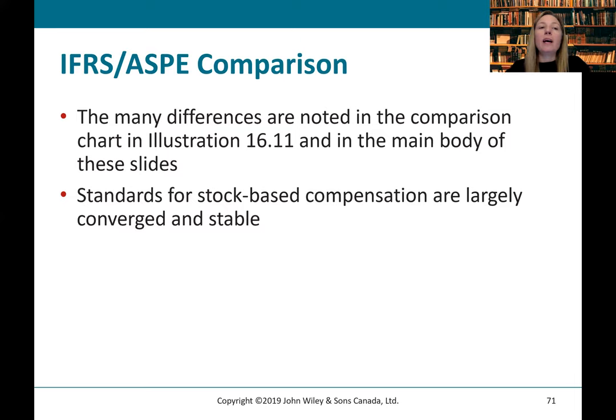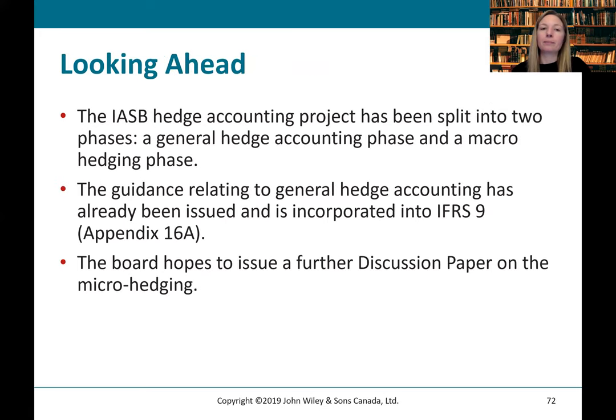So quickly, IFRS and ASPE. We've already gone through a couple of differences between IFRS and ASPE throughout the course of this chapter. And the standards for stock-based compensation are largely similar. Looking ahead, there is a hedge accounting project being undertaken by the IASB to improve hedge accounting requirements, or clarity around the guidance, I should say. And the board hopes to issue a further discussion paper on macro hedging.